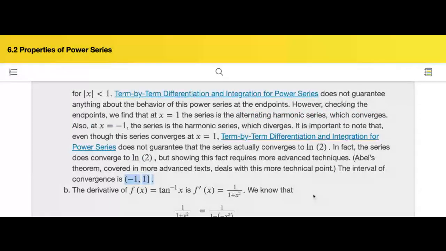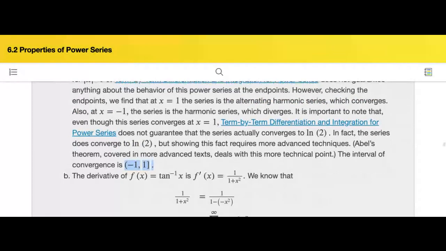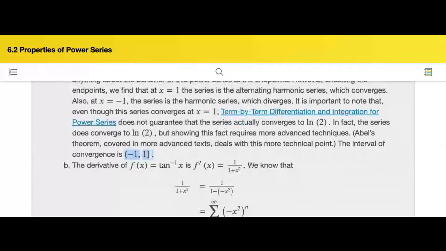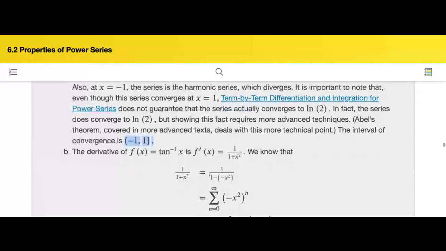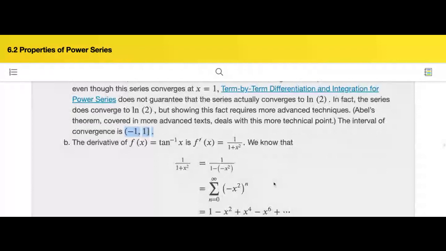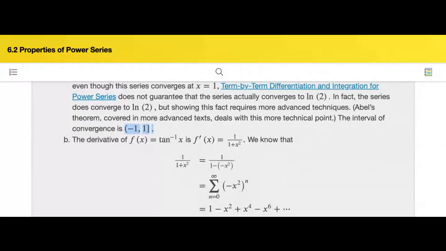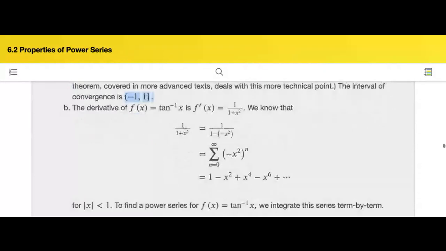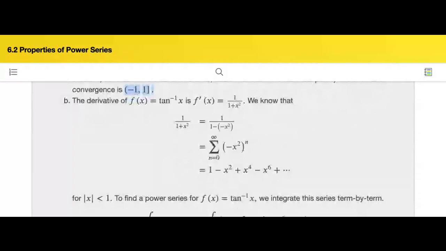Okay, now example B, the function is arctangent x. We know the derivative of arctangent x is 1 over 1 plus x squared. Right? So if we integrate its derivative, we get back to arctangent x. So what do we do? We still write it as a geometric series. 1 over 1 plus x squared, we write as 1 over 1 minus negative x squared. So the ratio is negative x squared. And of course, we have to have the condition: the absolute value of negative x squared has to be less than 1. When we simplify that, we get absolute value of x less than 1.